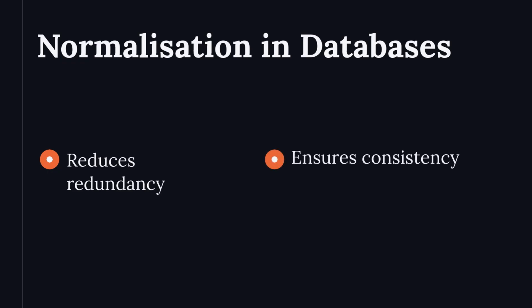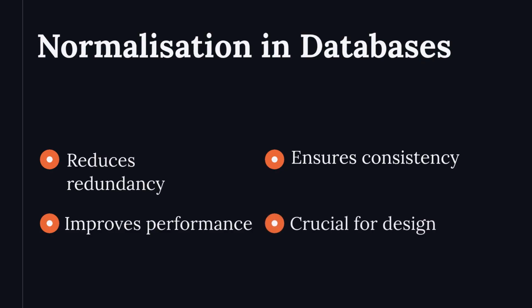Normalization organizes data to reduce redundancy. Functional dependency ensures data consistency. Both concepts improve database performance. They are fundamental in relational database design. Understanding them is crucial for efficient data management.